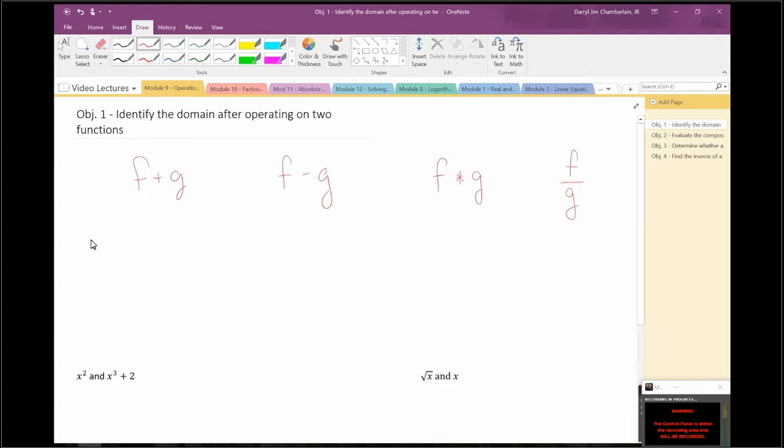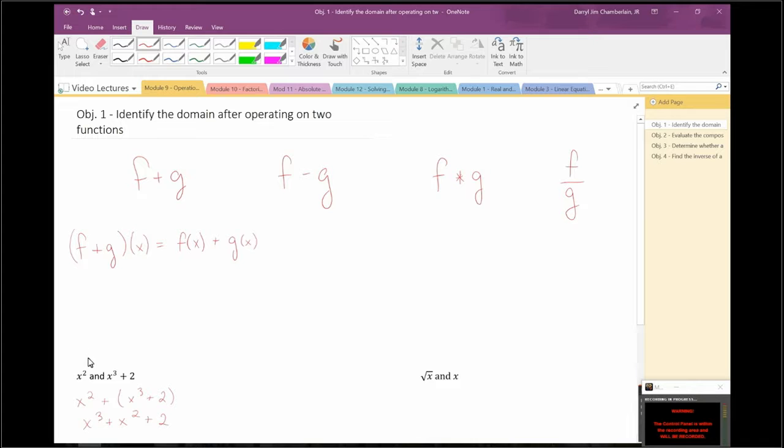So if I want to add two functions, what I'll do is I'll look at some point and I'll add what those two numbers together are for that point. So just very quickly for this example, if I want to add these two functions together, I could add just x squared plus x cubed plus 2. I could add them in general.